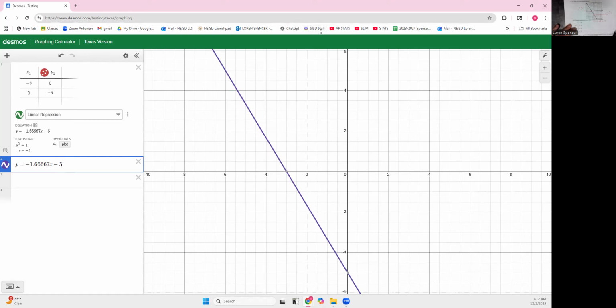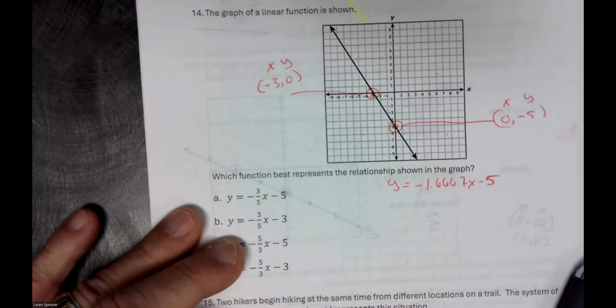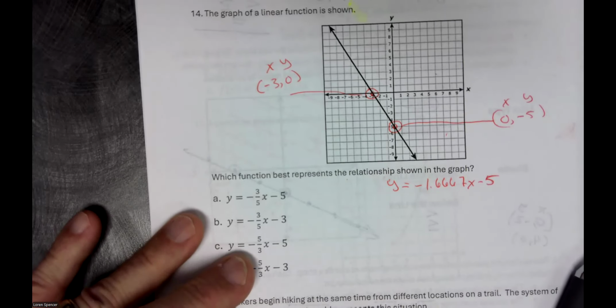So I'm going to stop my share. And by the way, we can sit there and test that out. There's one of the points. And here's the other point. Okay. So we're going to stop the share. And we have y equals negative 1.667x minus 5.